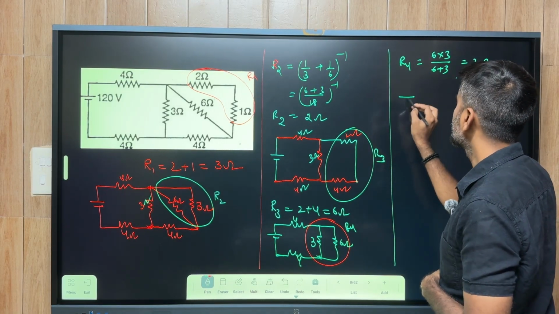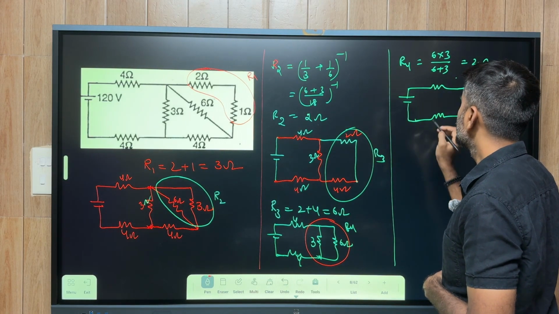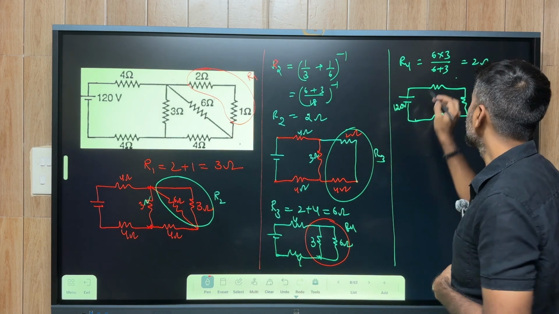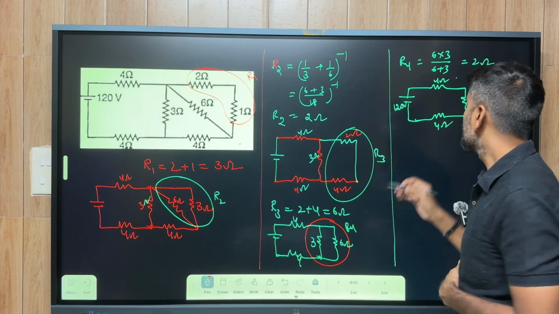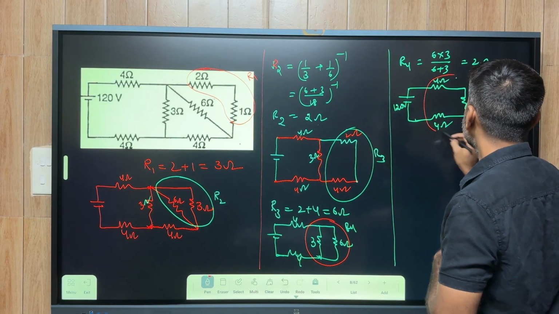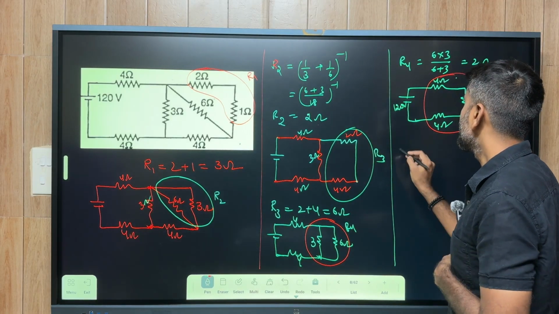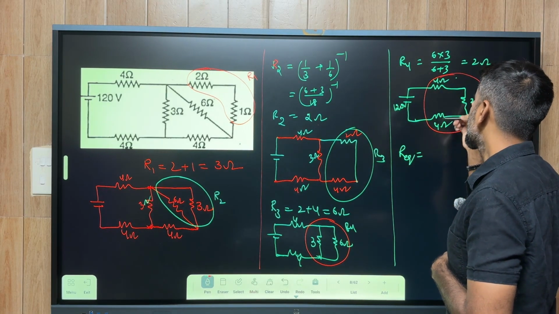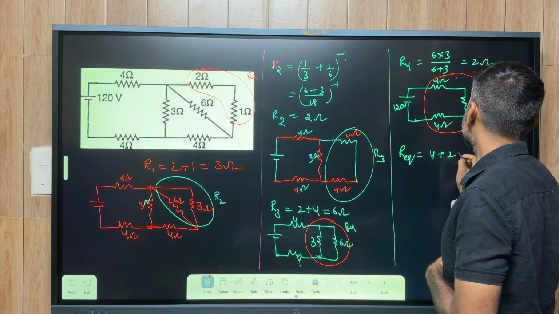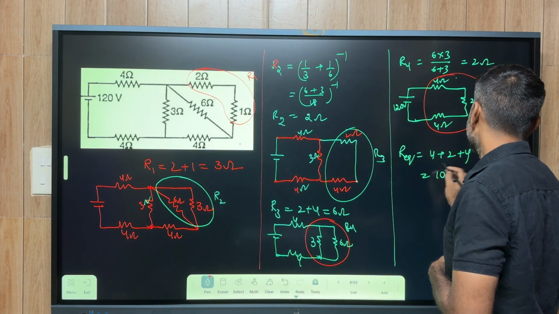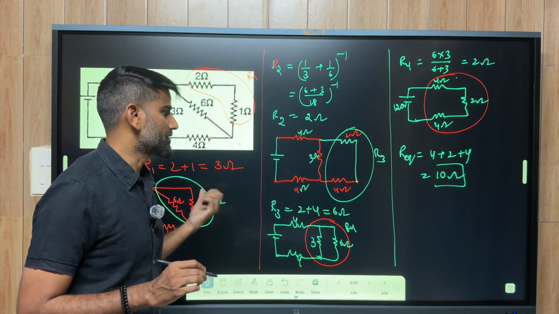Now the circuit will be something like this: 4 ohms, 2 ohms, 4 ohms again, connected here, 120 volts. Now all the three resistors are connected in series, end-to-end connection. As these three resistors are connected in series, the equivalent resistance is R1 plus R2 plus R3, which is 4 plus 2 plus 4, equal to 10 ohms. So 10 ohms is the equivalent resistance of the given circuit of resistors.